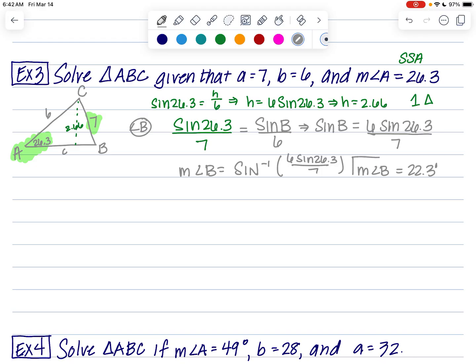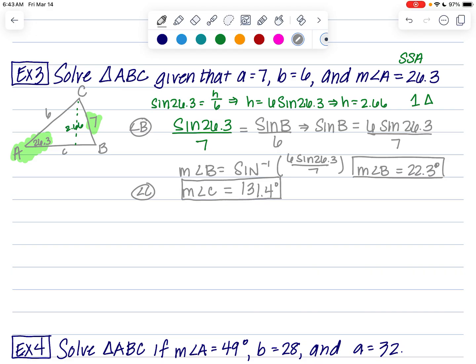Okay, we got 2 of our 3 angles now. That's awesome. I can find the measure of angle C super easily because of the triangle angle sum theorem. So it's 180 minus 26.3, which is my A, minus 22.3, which is my B. So the measure of angle C is 131.4 degrees.